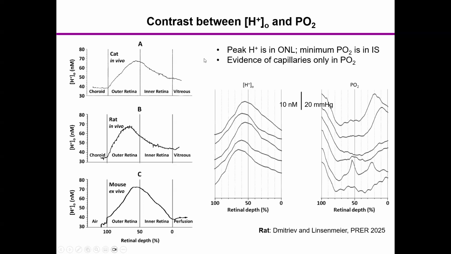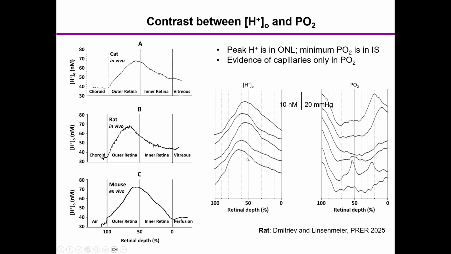So the pH profiles are different than the oxygen profiles. These are several traces recorded in the same animal for hydrogen ion and in a different, but particular, animal for oxygen. In the oxygen profiles, the minimum tends to be in the inner segment layer. It's further back than the pH peak.